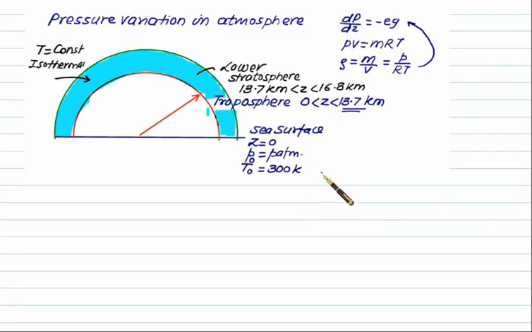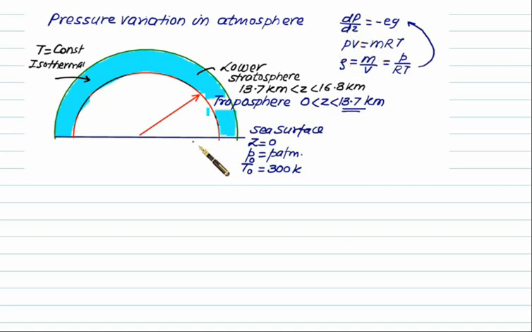The same equation dP by dz equal to minus rho times g can be applied to atmospheric air. For atmospheric air, the governing equation is PV equal to mRT, because air is modeled as an ideal gas. So the ideal gas equation can very well be applied. Density equals mass upon volume, which is the same as P by RT. We can substitute this in the equation and calculate the change in pressure with the change in altitude in the atmosphere.